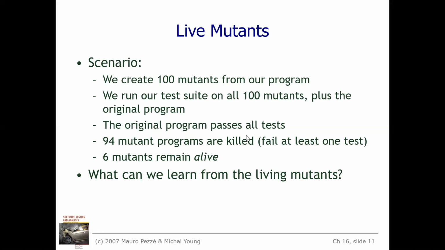The original program passes all the tests; it should pass, it is not that it should fail. Now coming to the second one, see, 94 mutant programs are killed. What does that mean? Killed means at least one test gives a different resultant. 6 mutants remain alive out of 100. 94 have been killed, so the remaining 6 mutants are kept alive.